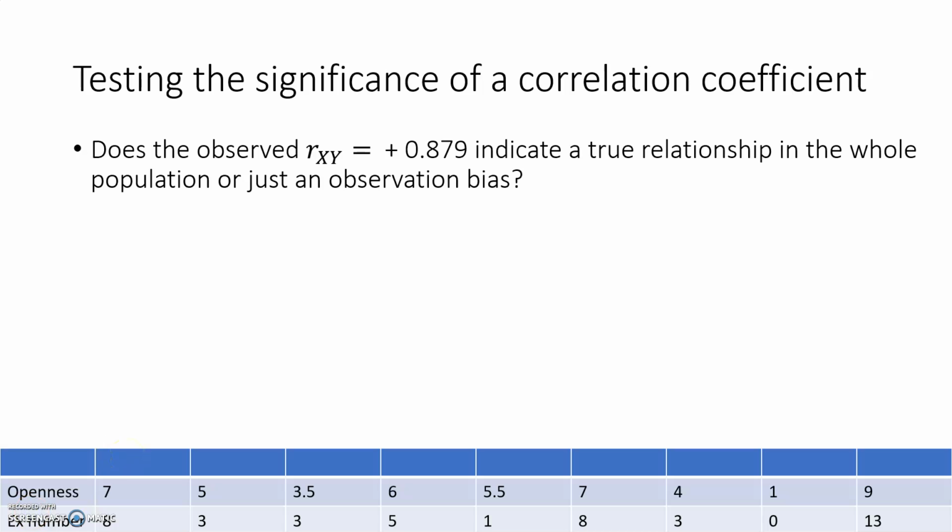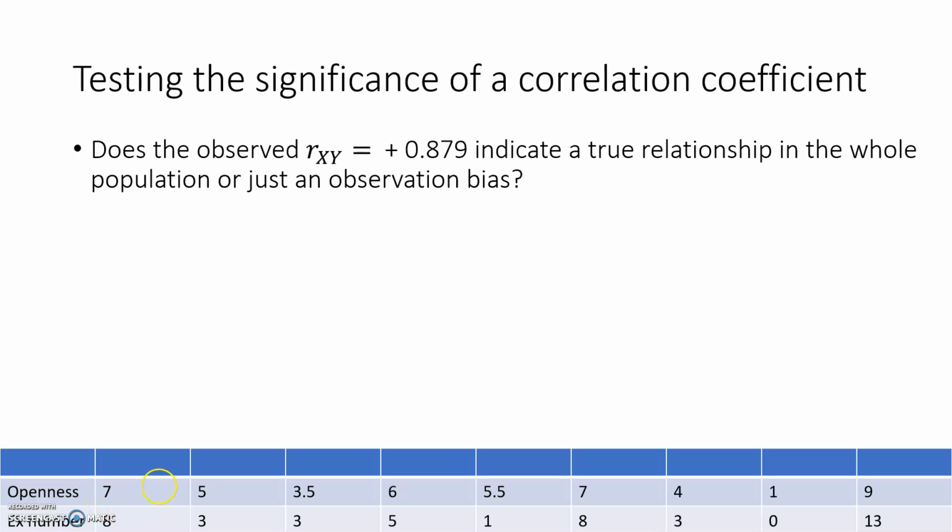Okay, so far we've done this correlation analysis, and we've concluded that, based on these 9 participants, or these 9 pairs of observations, openness is strongly correlated with the number of past romantic partners. But what if we have a different sample? Would we get similar results? Would these two variables still be strongly and positively correlated with each other?